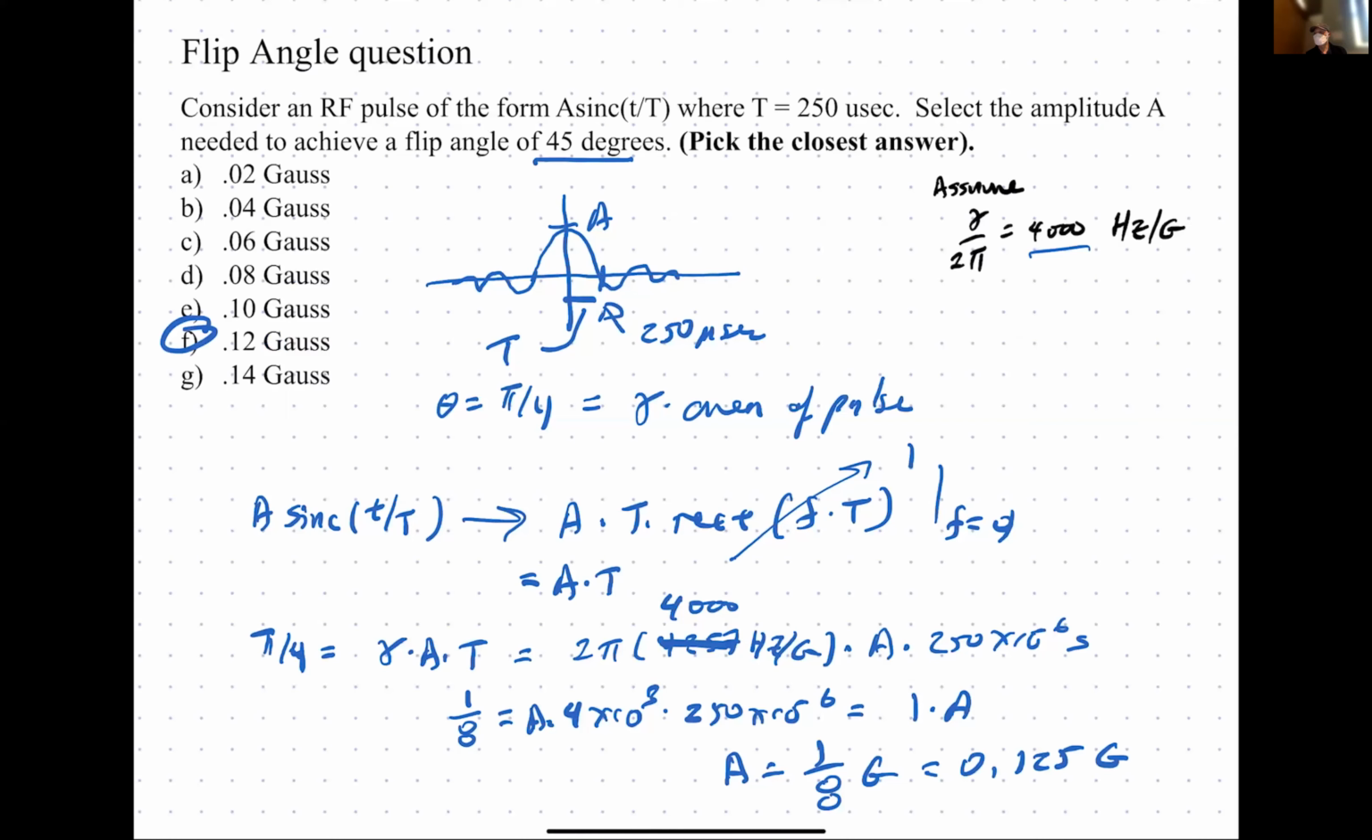So it's a little bit of algebra, but most problems in this course, that's the sort of level of algebra you'll need. It's not too bad, it's just applying the right concepts. In this case, the key is remembering flip angle is just going to be gamma times the area of the pulse. The trick might be then to find the area of the pulse. Okay.